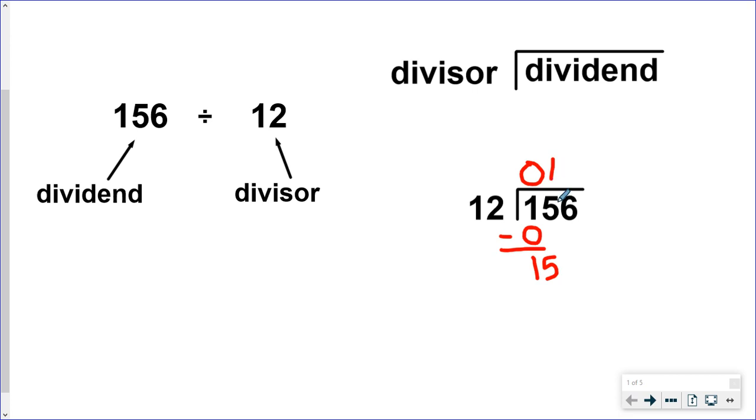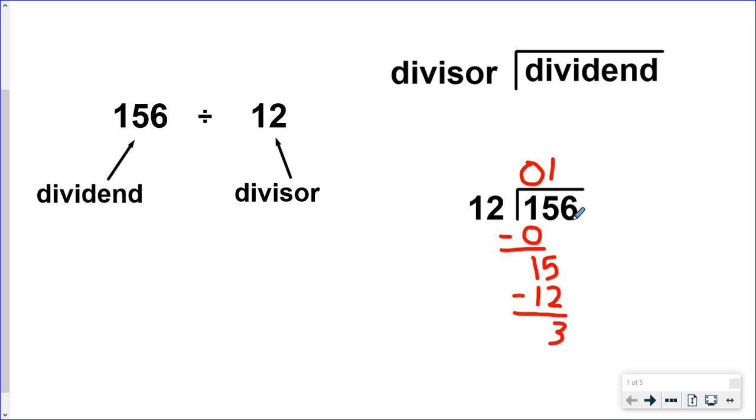So I'm going to go ahead and put a 1 here. And like I did a minute ago, whatever number I put up here, now I'm going to multiply this number, this 1, by the number that's out front, the divisor. So I'm going to take 1 times 12, and 1 times 12 is 12. So I'm going to go ahead and put that 12 down right below the 15. I'm lining up my digits to make sure that I'm subtracting correctly. And then I just subtract. 5 minus 2 is 3. All right. And then 1 minus 1 is 0. You can put the 0 there if you want to. You don't have to. Now I have 3.